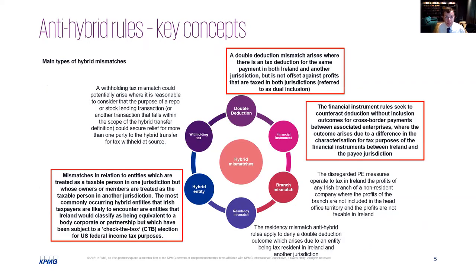So firstly, we need to have a hybrid mismatch outcome. And so what are those? Well, there are essentially 6 that are provided for in the law. We start at 12 o'clock on the diagram. We've got double deduction outcomes. And essentially, this is where a tax deduction is taken for the same expense in 2 jurisdictions.